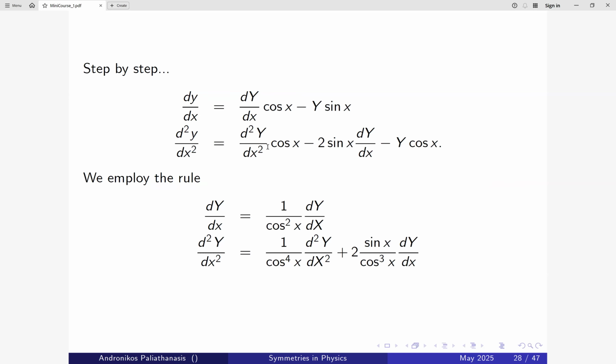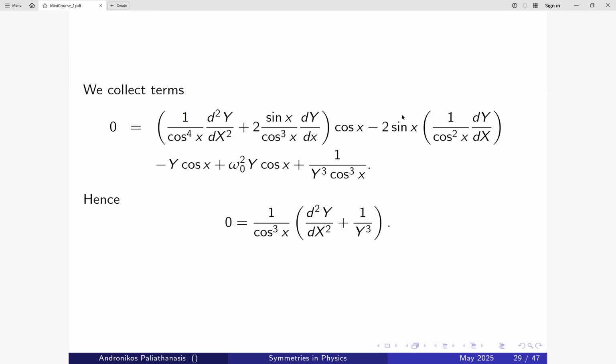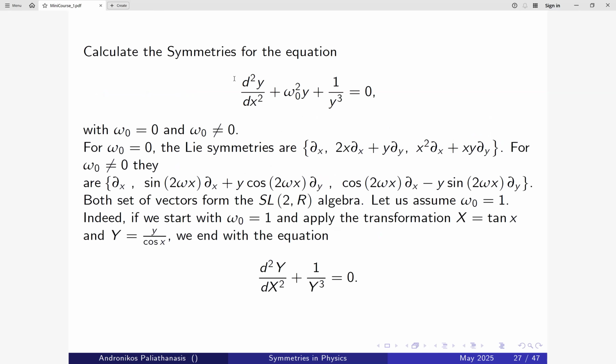Now, if we want to do the calculation step by step, we start by applying this transformation and we employ the chain rule. So the first derivative will be this, the second derivative will be expressed like that. Now we replace the small y by capital Y, and we end up with this. We collect the terms, each term is given by that, hence we end up with that equation, so this is 0. This is a proof that this transformation transforms the Ermakov-Pinney equation with oscillator to the Ermakov-Pinney equation without oscillator.